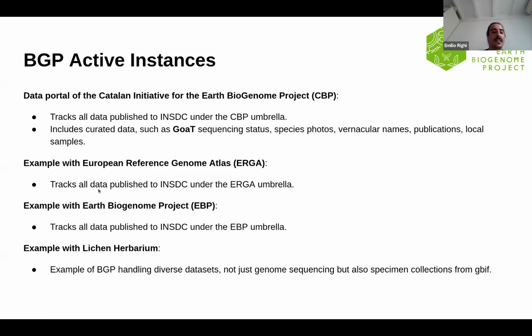Then we have 3 examples to show the flexibility, but as well the possibility of the BGP to adapt to the various needs of biodiversity genomics projects. One tracks all the data published to INSDC under the ERGA umbrella, and the other one, to further show the scalability of the software and how the software can handle large datasets, is tracking the data published to INSDC under the EBP umbrella. And then we have as well another example that contains all the specimens of a lichen herbarium, and this dataset has been retrieved from GBIF.